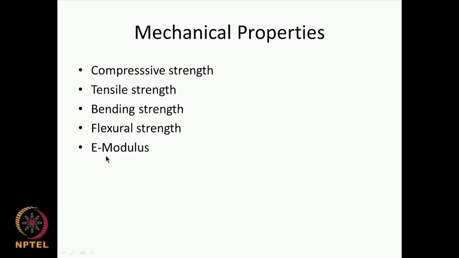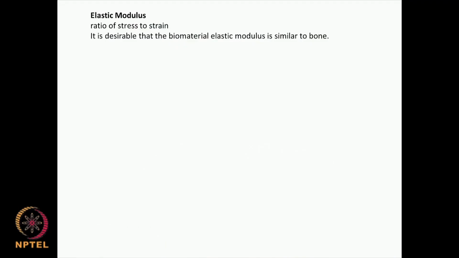Then modulus, the modulus of elasticity, that is related to the stress and the strain. So, these are the mechanical properties the material has to have. It is not that all biomaterials should have this, but especially materials which are involved in orthopedic surgery have to have some of these properties depending upon where it is placed in the human body. So, elastic modulus, what is elastic modulus? This is the ratio of stress to strain.